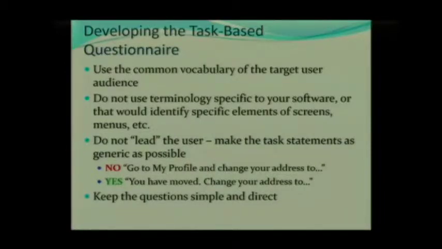Right? Remember, keep them neutral. Don't identify something on the computer. There are a lot of times for participants who are having difficulty completing something, they'll ask you how to do it. Right? Don't give them hints. Don't talk about what's on the screen or in their hand. Right? Neutral. Remember, don't lead the user. We talked about that already. Keep your questions simple and direct and very open-ended.